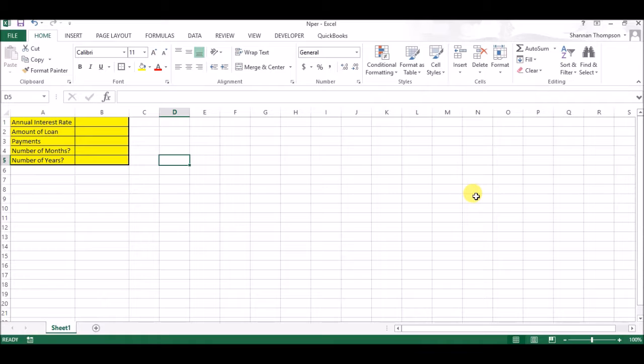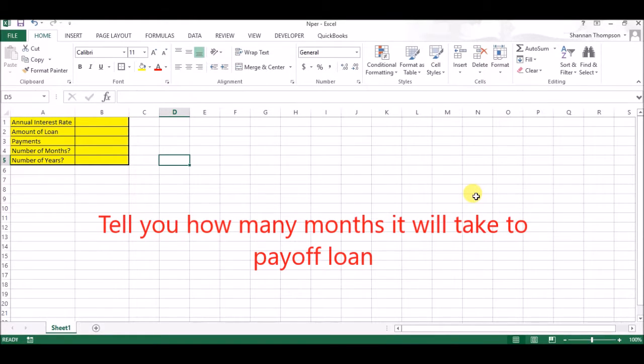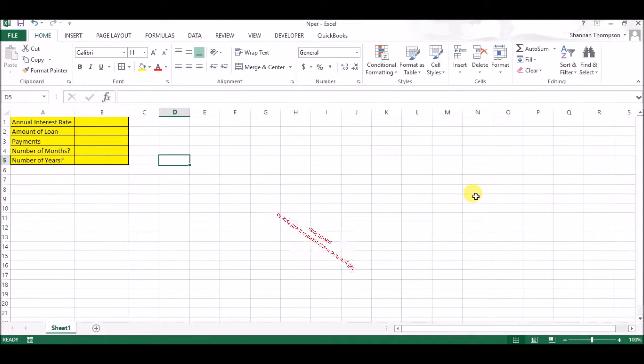Today we're going to be doing the NPER function, or the N period function. Basically, what this function is going to do is tell you how many months it's going to take for someone to pay off a certain loan towards you, depending on the annual interest rate, the amount of the loan, and the payments. So let's go ahead and get started.